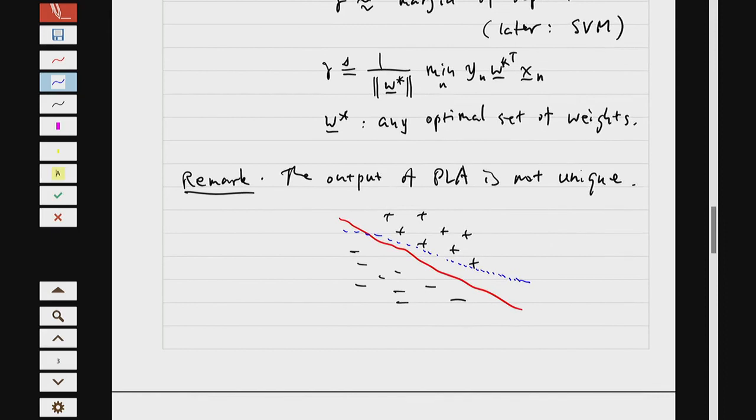Now, if you have so many different solutions, is there a better solution than the other? For example, these two lines, red and blue, which one is better? Which solution, which one is better?